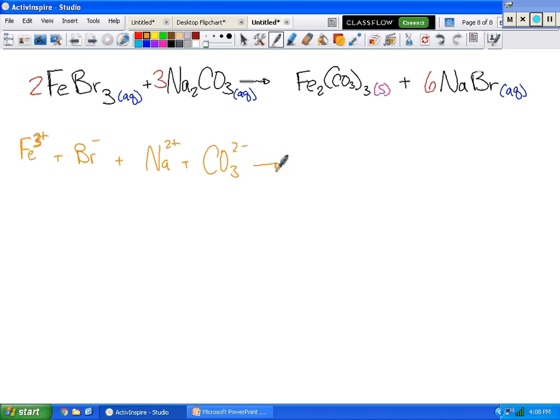Now, what do we write when it turns into a solid? We're splitting them into ions. What is a solid? Write the solid. Don't break it. Fe2 CO3 3, and then I've got more aqueous. So I've got Na plus, Br minus.